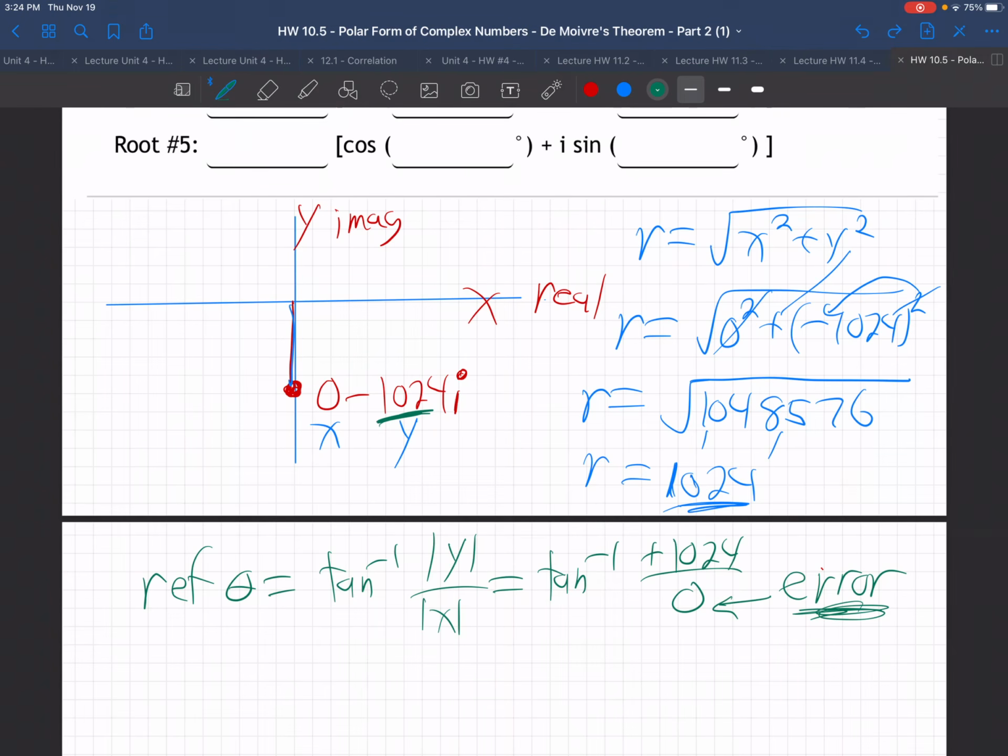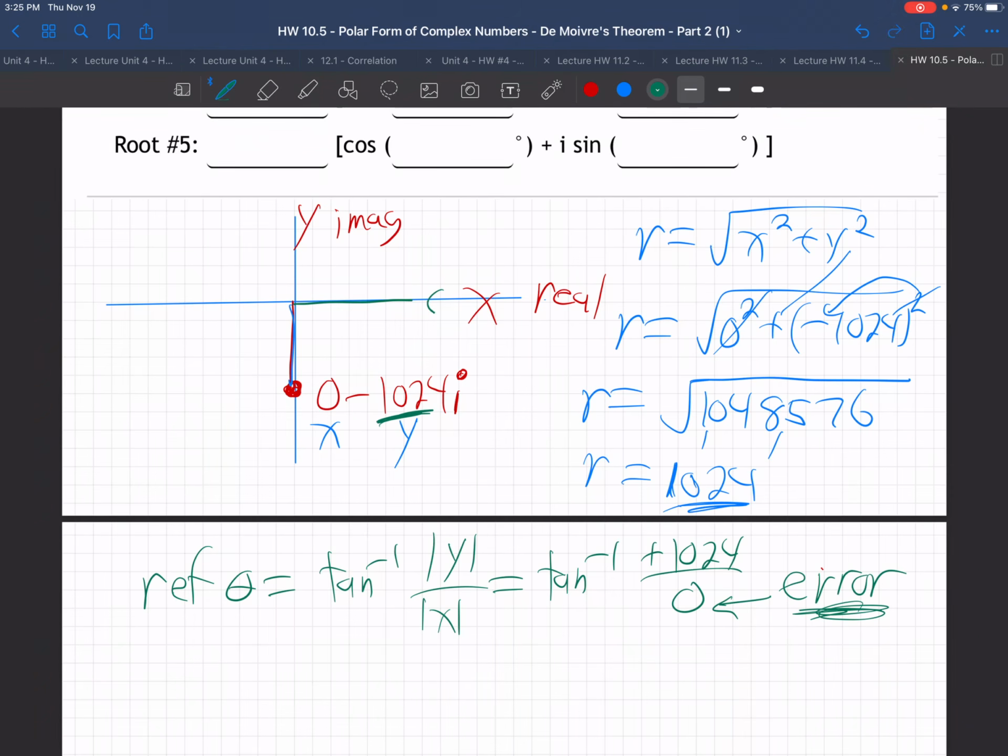So then a lot of students right here freak out, and they're stuck and they don't know what to do. And a lot of them, especially because they didn't do step 1. But we did step 1. Why is that so important? Well, stop for a minute. We don't need tangent inverse.